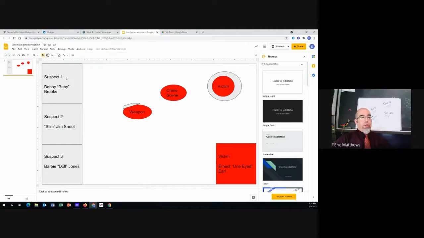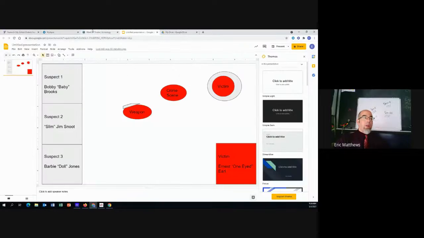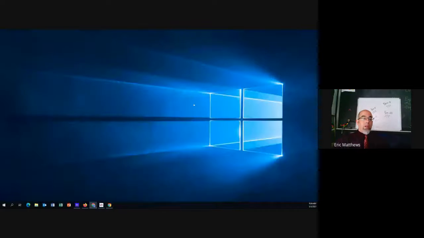So we have 3 possible suspects. And the job with this lab is to find out who, if any of them, were present at the scene of the crime. Now, how that's going to work is pretty straightforward. Okay. Well, it was straightforward. And then the lab decided to disappear on me. One moment. Yeah, okay, so it just straight up disappeared.